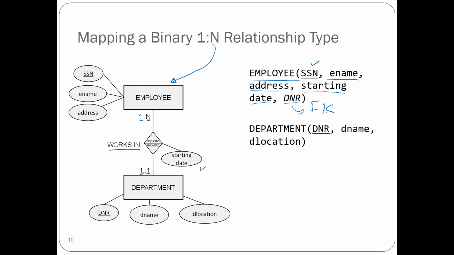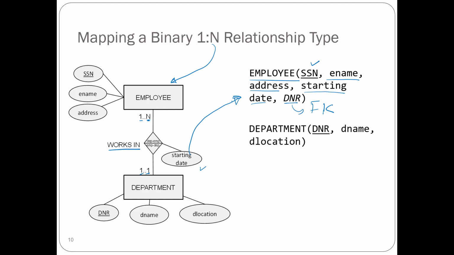What you have over here is in accordance with the rules that we learned in the previous slide, which said that the foreign key goes to the relation that corresponds to the N side of the relationship entity type. So the N side relationship entity type is employee here. Therefore, the foreign key DNR, which is department number, has been put in the employee relation. Good. And this attribute starting date has also been put inside the employee relation only, because employee got the foreign key.